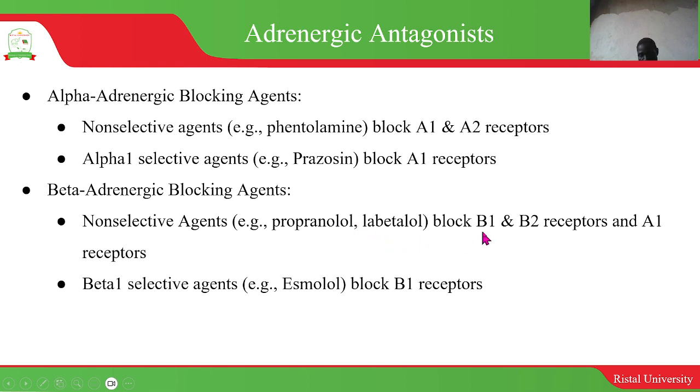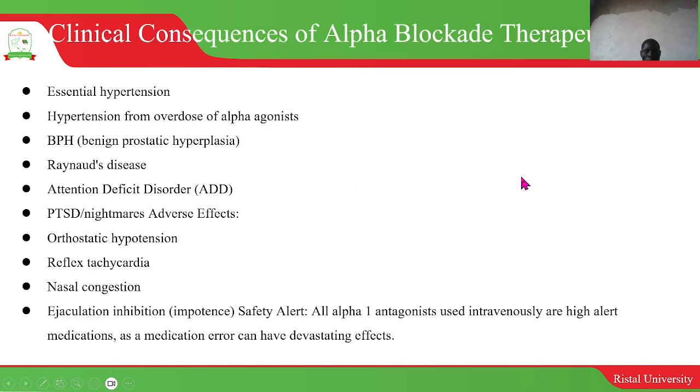Beta adrenergic blocking agents, we have also the non-selective agents like propranolol, labetalol. These ones block both beta 1 and beta 2 receptors, and even include alpha 1 receptors. While we have beta 1 selective ones like esmolol, these ones are specific to beta 1 blockers just the same way as prazosin does, only to alpha 1 receptors.